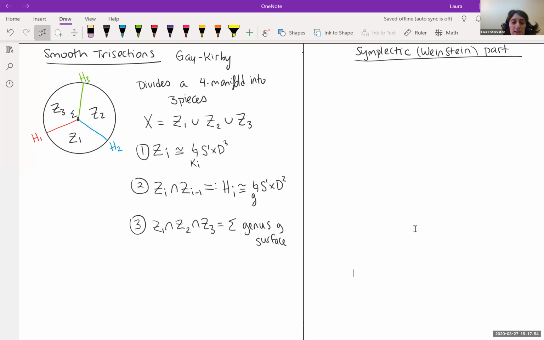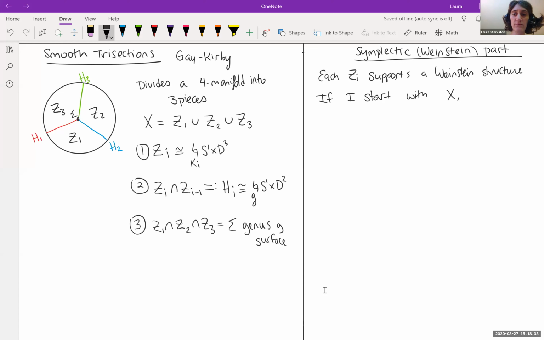And so maybe let me tell you the symplectic aspect that we're going to add on. If we look at each piece, it is a four-dimensional one-handle body. So each Z_i does support a Weinstein structure. In other words, it can be built from these Weinstein handles. But if I start out with a global symplectic form on X, then I can ask, are the three pieces Z_i, with the symplectic structure restricted to Z_i, going to be compatible with the Weinstein handle construction?